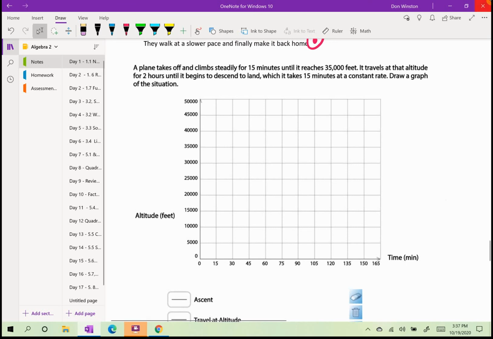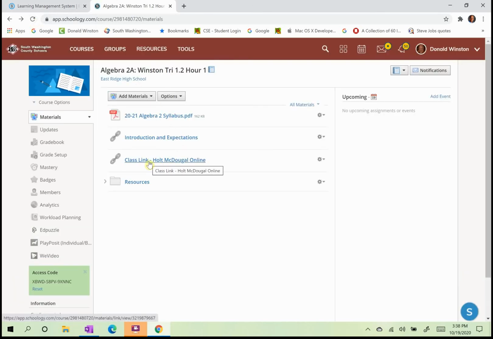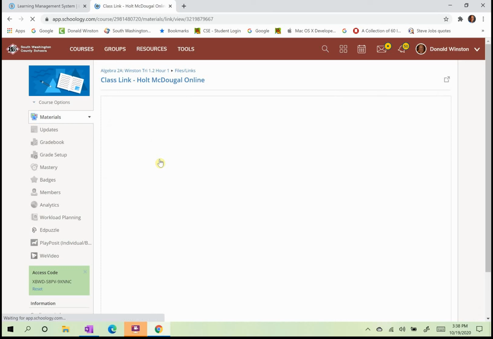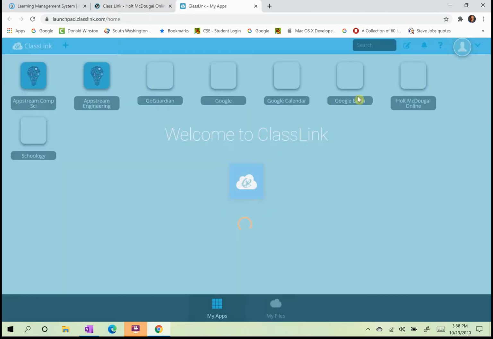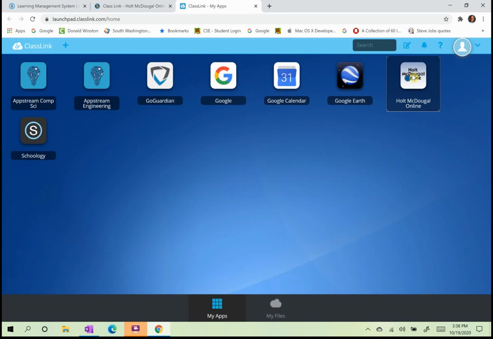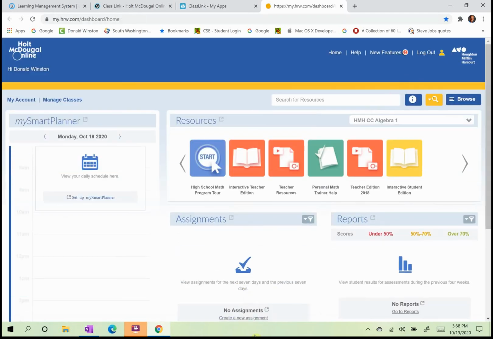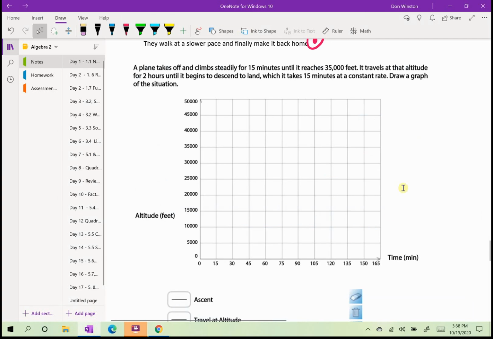You will do this on Holt-McDougall. So let me show you how you'll get there. As soon as this comes up, you'll click on this link, class link, Holt-McDougall online. And that will take you exactly where you need to be. Then an assignment will pop up for you, and you will do this assignment that I'll post on Schoology. There will be an assignment for you to do there. But it will involve a lot of what I'm doing here, so pay attention.